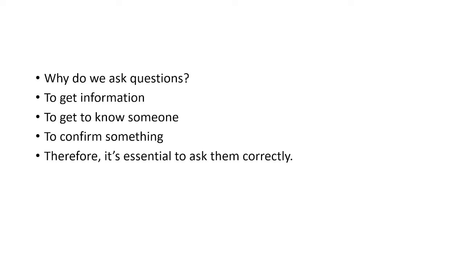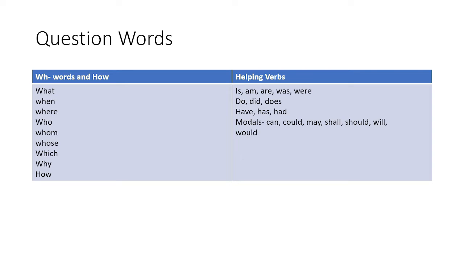Questions begin with a word or a question word. So if we were to organize question words, we can say questions begin with the words in the chart which you can see on your screen: WH words and how, and helping verbs. These are the two kinds of question words. So we can use these words to ask questions. WH words and how means what, when, where, who, whom, whose, which, why and how. These are the WH or question words.